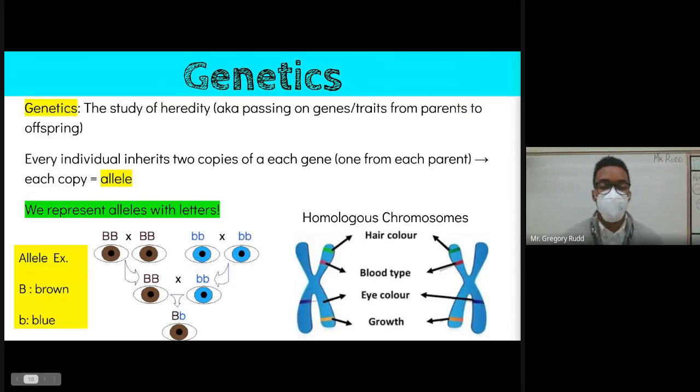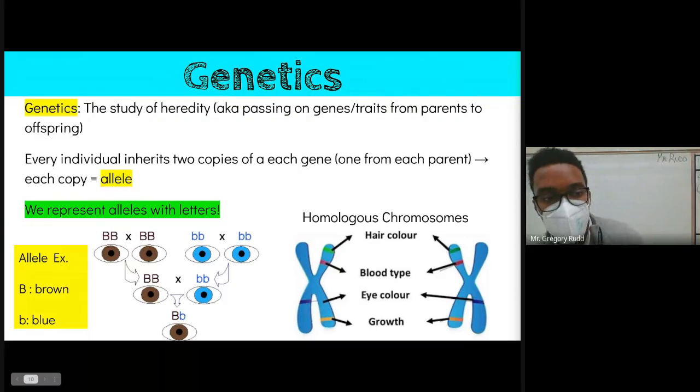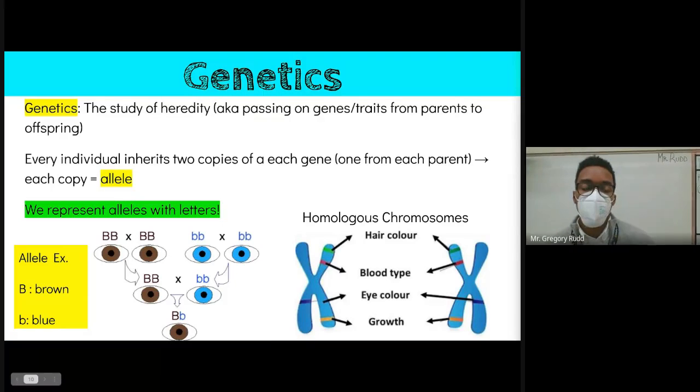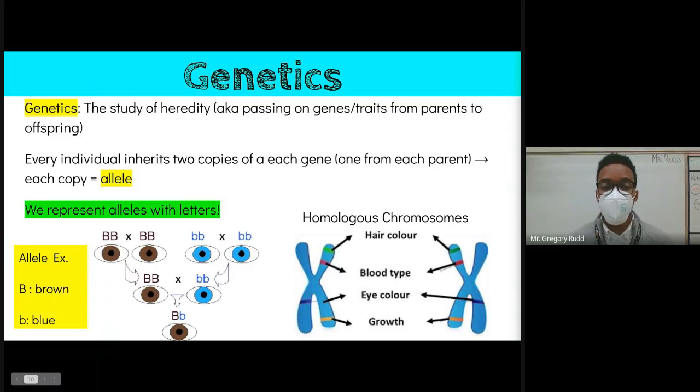Okay. One more, or a couple more definitions here. Genetics is the study of heredity, aka passing on genes/traits from parents to offspring. Every individual inherits 2 copies of each gene because we each have 2 parents. You get 1 copy from one parent and you get another copy from another parent. The fancy scientific word for these copies is an allele. It's a weird word to say. A-L-L-E-L-E. Allele.